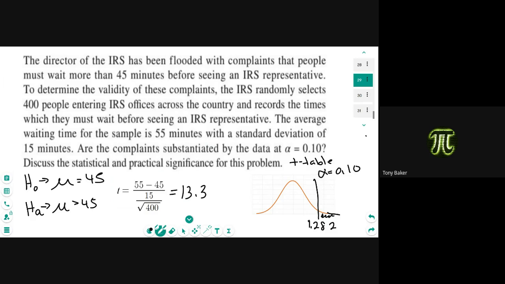Wow, so this is another one of those ones. Is it statistically significant? Yes, 13 is way above where it is. So it is definitely statistically significant. Is it practically significant? Yeah, I would say based on the question, where they're complaining they must wait more than 45 minutes, 55 minutes is more than 45 minutes, and 45 minutes in my mind is too much to begin with. So yes, I'm going to say this is practically significant.